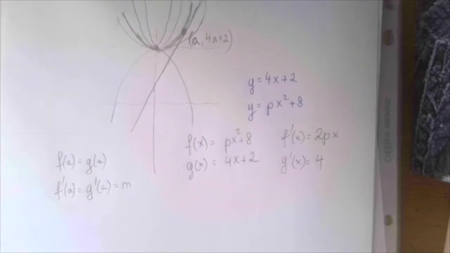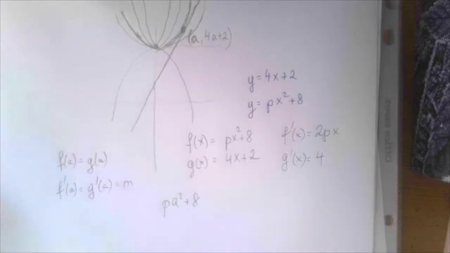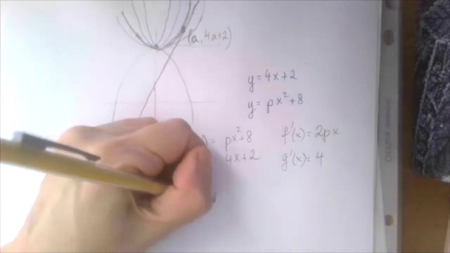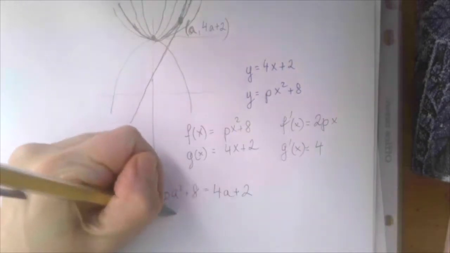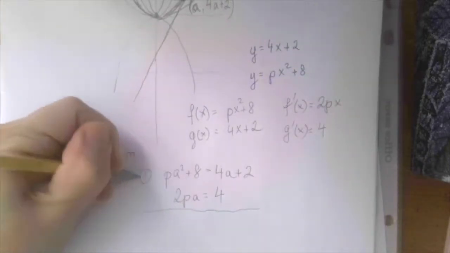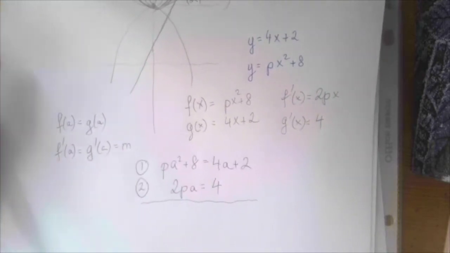So here are the two equations. f of a equals g of a is pa squared plus 8, that's f of a, equals g of a, which is 4a plus 2. So that's an equation linear in p, quadratic in a. And for the derivative, the derivative of f, 2px, evaluated at a, that's 2pa, should be the same as 4. Okay, this is a quadratic system with two equations and two unknowns, so we should be able to solve it. And I see a shortcut here that might cut down on the work considerably.